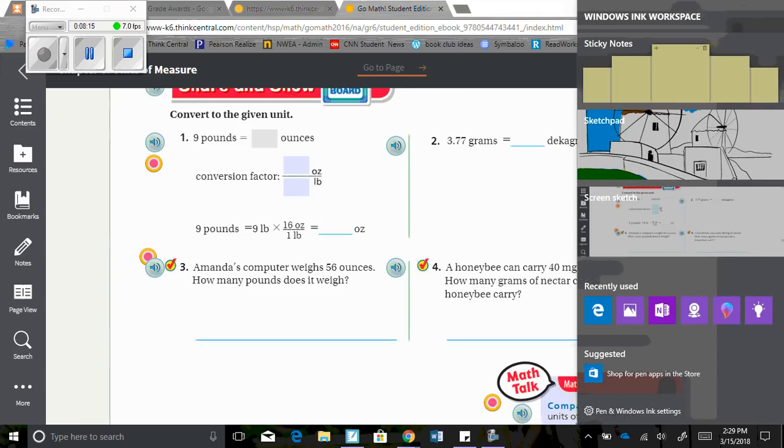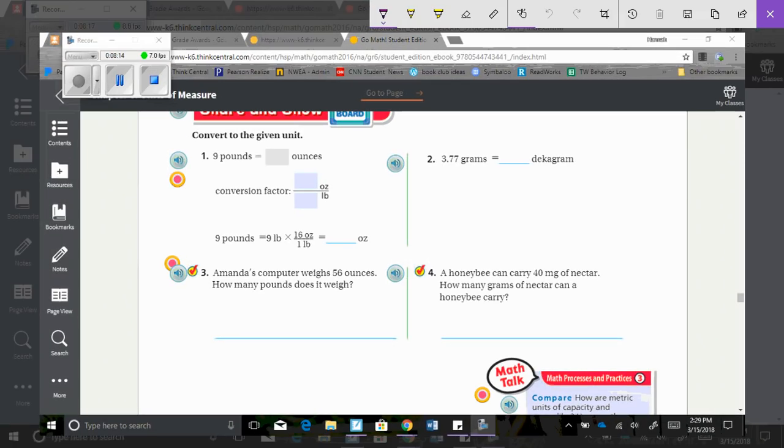Number 3 says Amanda's computer weighs 56 ounces. There are 16 ounces in a pound. We're asking how many pounds, so you're going to take 56 divided by 16, which gives you 3 1/2 pounds. Try the other 2 on your own.